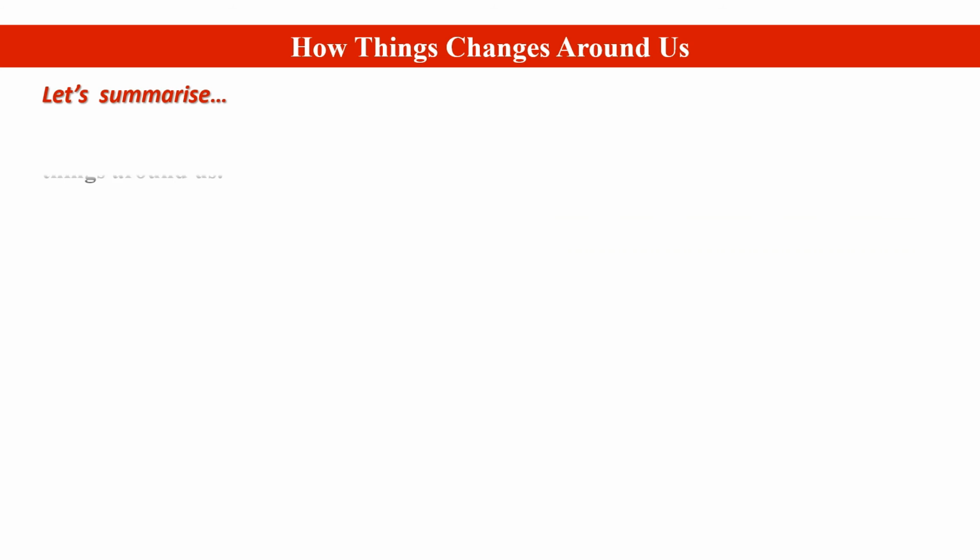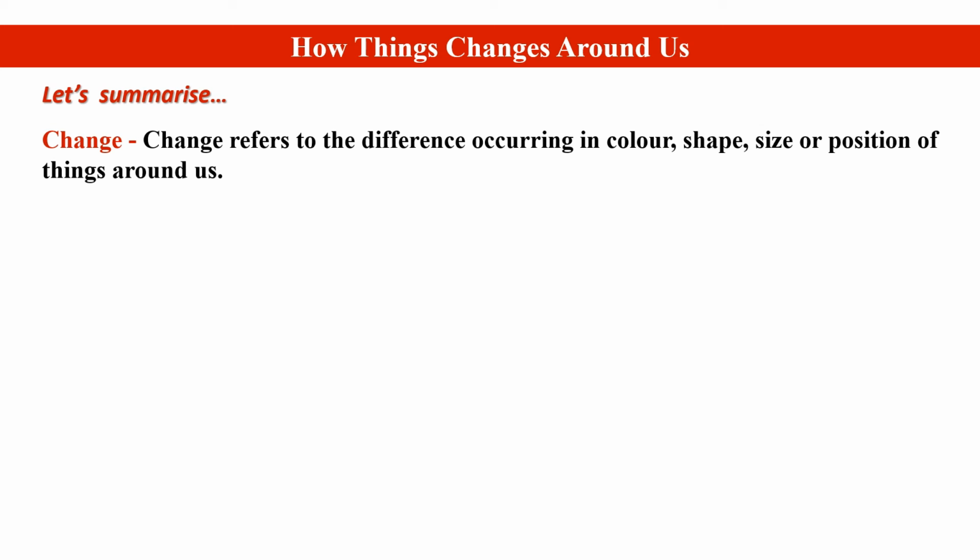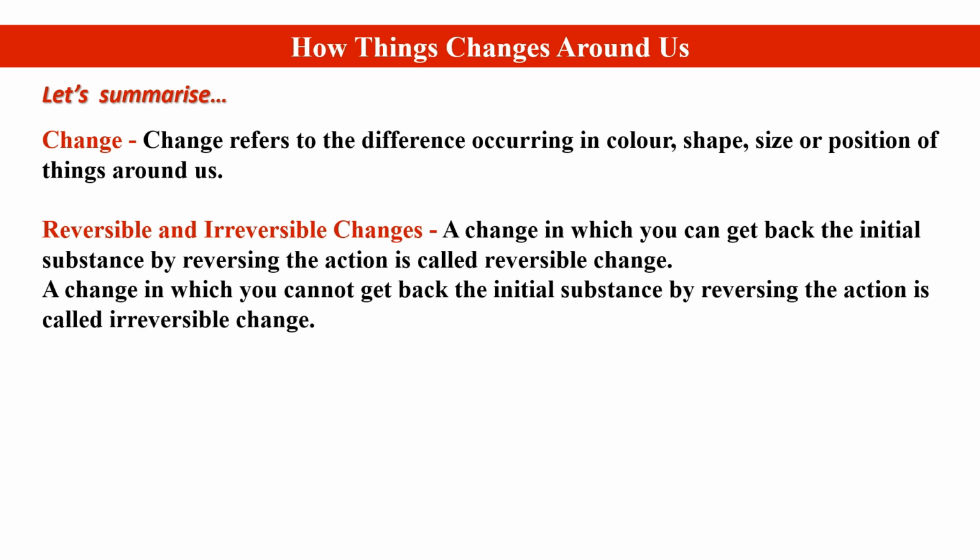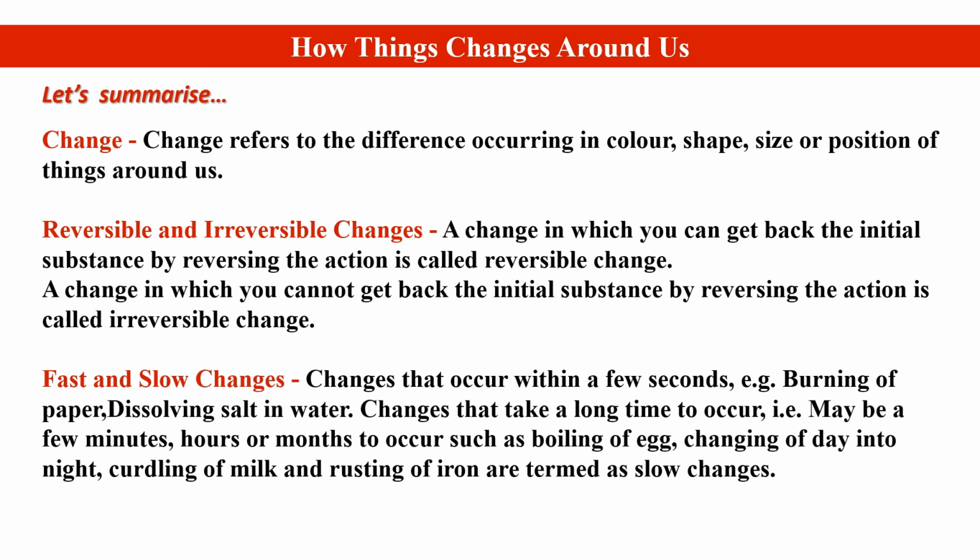Let us summarize. In today's class, we have discussed change. Change refers to the difference occurring in color, shape, size or position of things around us. Then reversible and irreversible changes. A change in which you can get back the initial substance by reversing the action is called reversible change. A change in which you cannot get back the initial substance by reversing the action is called irreversible change. Our second classification of change is fast and slow changes. Changes that happen within a few minutes or seconds are called fast changes, and changes that take a long time to occur are known as slow changes.